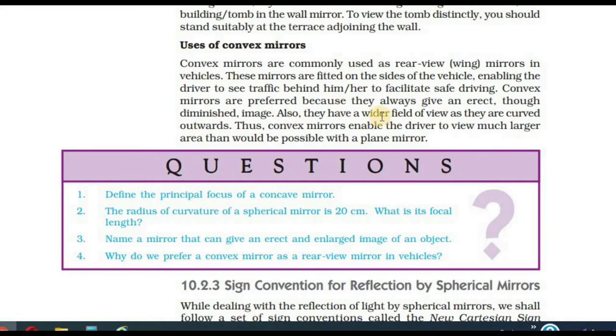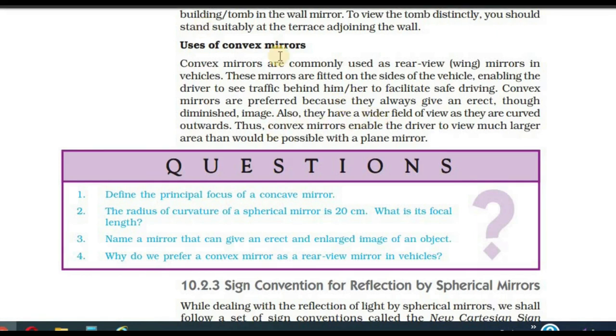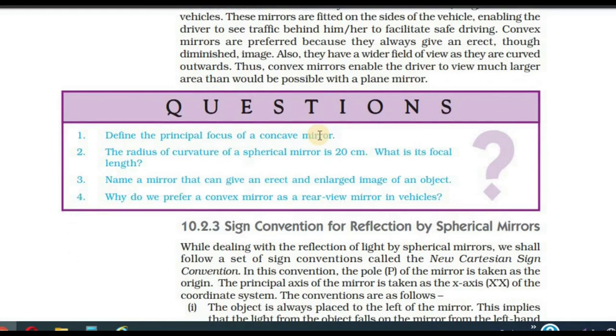That is the main reason why we use convex mirrors as rear view mirrors, because they give a wider field of view as they are curved outwards. Convex mirrors enable the driver to view a much larger area than would be possible with a plane mirror. That is the reason why we use convex mirrors. We can have a larger area of view using convex mirrors.